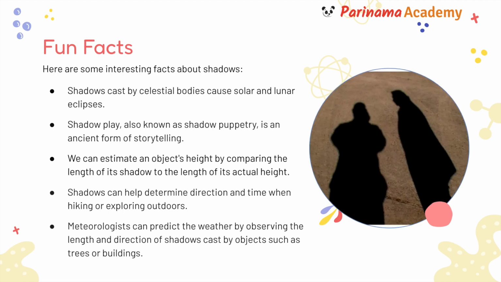Here are some interesting facts about shadows. Shadows cast by celestial bodies cause solar and lunar eclipses. Shadow play, also known as shadow puppetry, is an ancient form of storytelling. We can estimate an object's height by comparing the length of its shadow to the length of its actual height. Shadows can help determine direction and time when hiking or exploring outdoors. Meteorologists can predict the weather by observing the length and direction of shadows cast by objects such as trees or buildings.